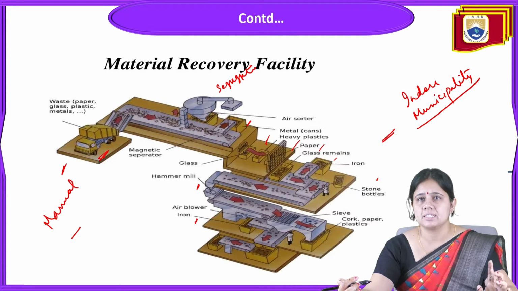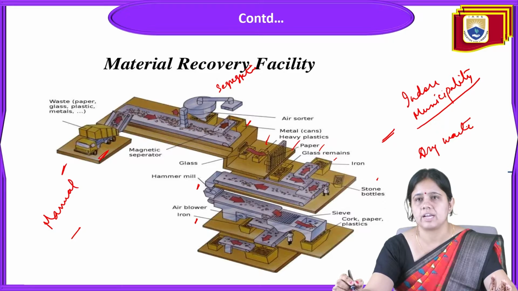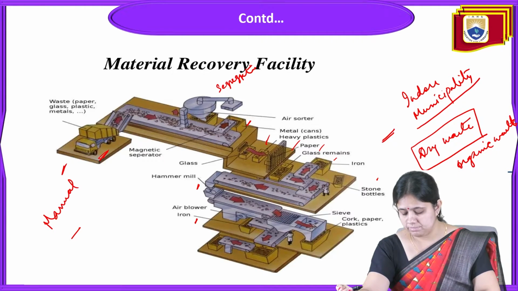And this will be followed only for dry waste. One point is there: this will be followed only for dry waste. Obviously, organic waste is not at all involved in this material recovery facility. So this is the actual picture of this material recovery facility. Now we come to the next point.